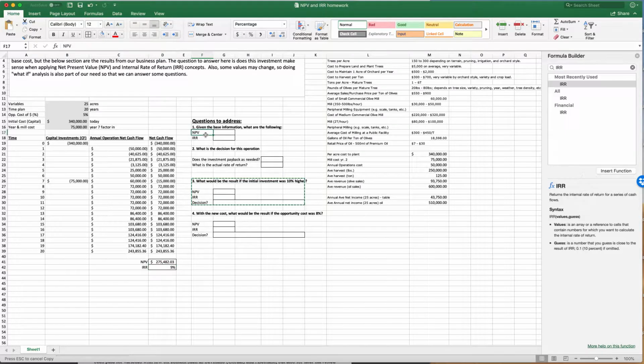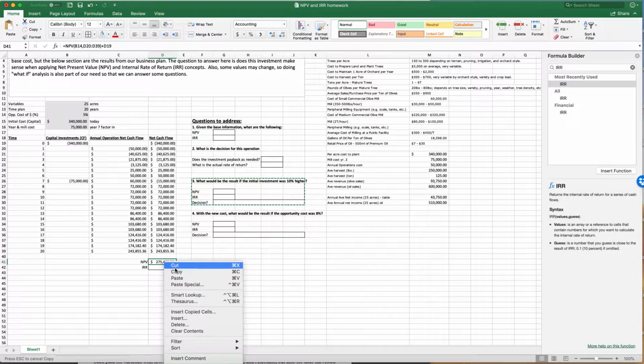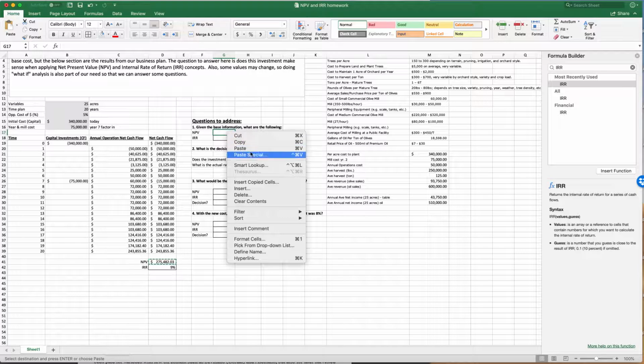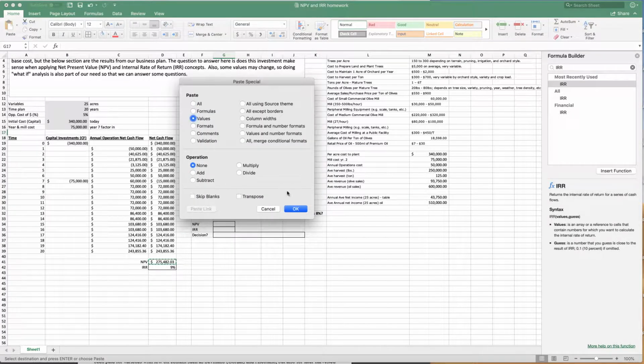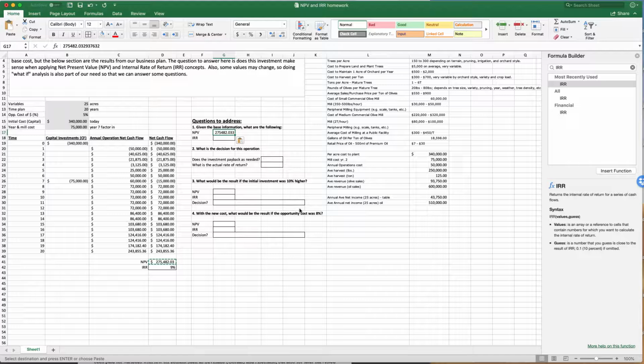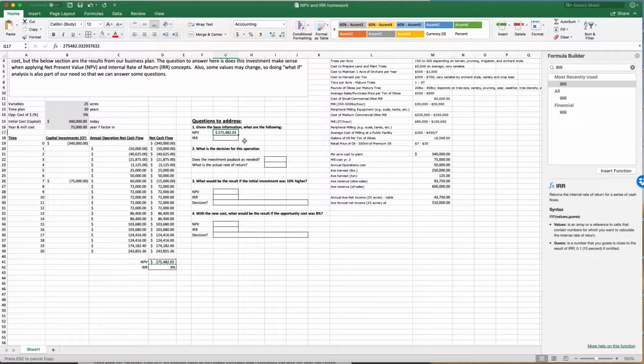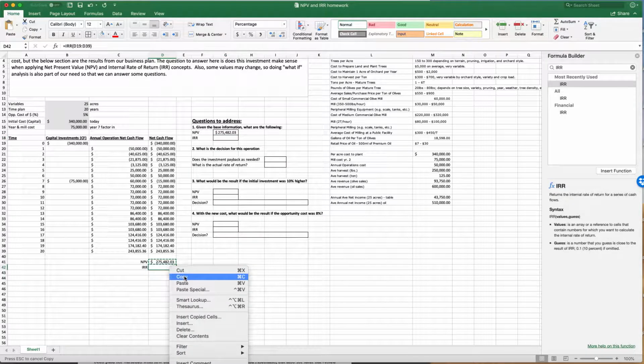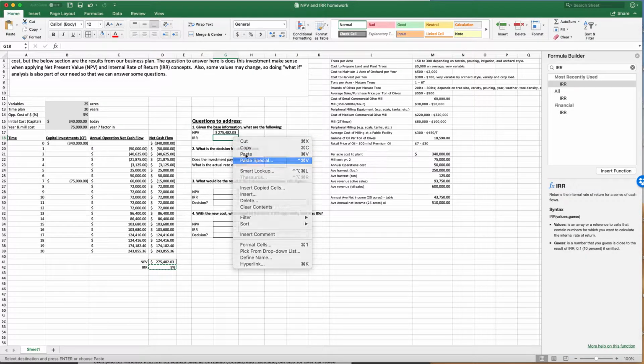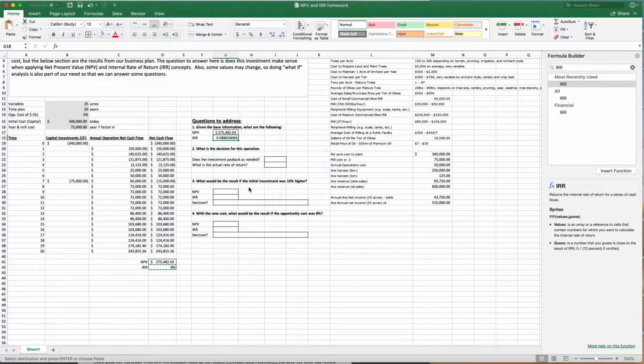What are the questions? Well, NPV. So I just choose copy. Go back there and choose paste special and just say I want the value. In other words, I don't want the formula. I just want the answer. And the answer is going to be $275,000 net present value. IRR, same idea. Right click copy, go to that cell, paste special, choose value, hit enter. That's a percentage. So I can even move the decimals out if I want. That's 8.87% return.